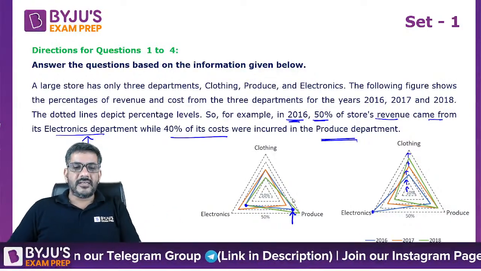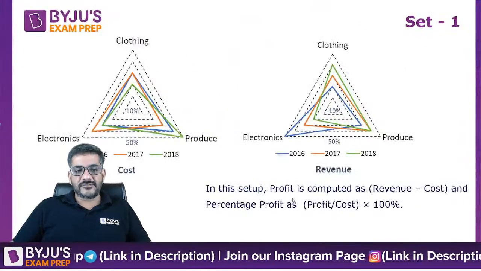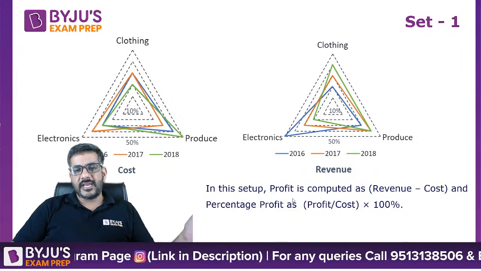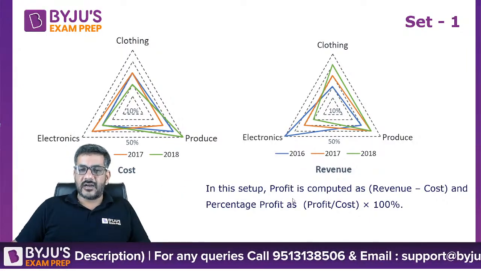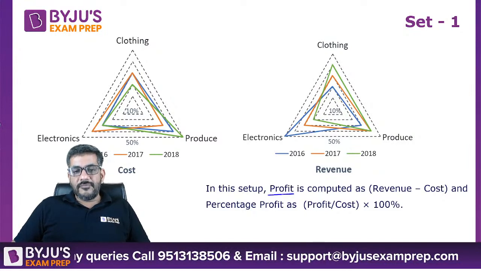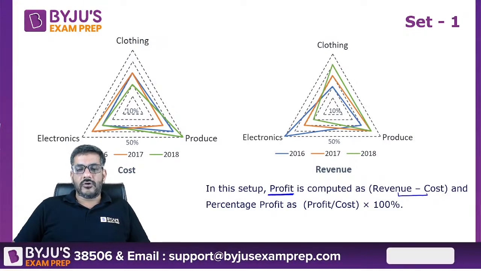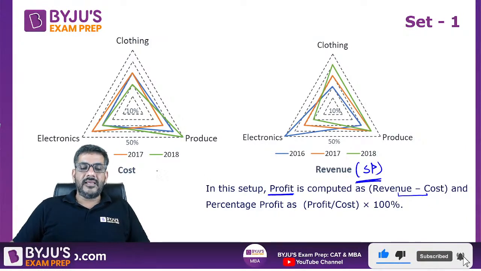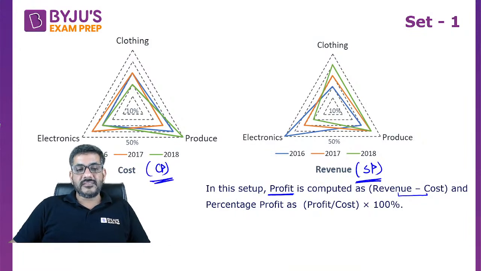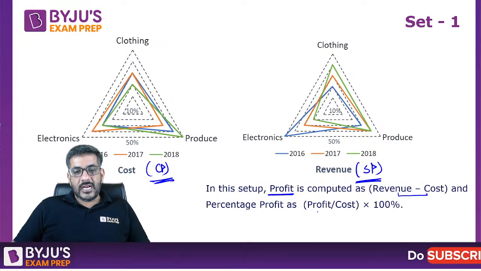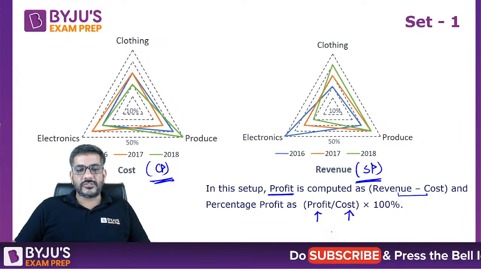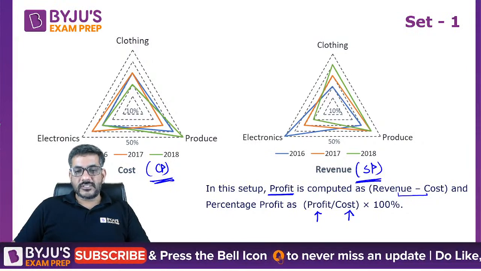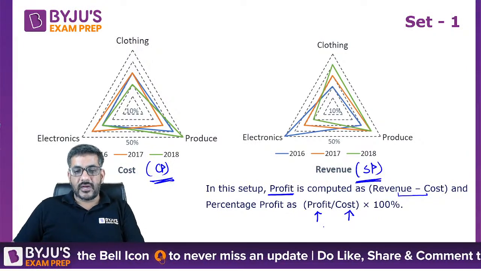So what I have done in this set, I put up these graphs on the next page so that you all can see these two graphs, right? On the left hand side, it is a graph of cost. On the right hand side, it's a graph of revenue. Plus he says, profit is given by revenue minus cost. So basically revenue is more or less working like a selling price. Selling price minus the cost price is equal to the profit, and that profit as a percentage of cost is equal to the profit percentage. That's what we are going to have here.